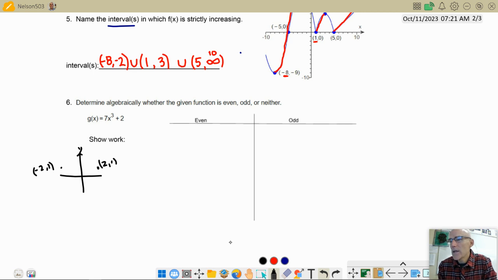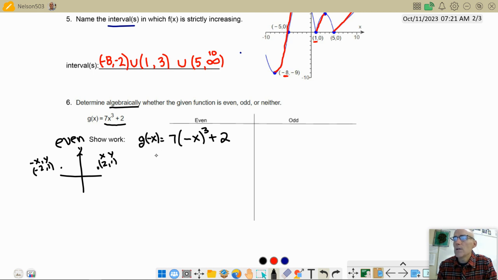That's technically not what it means to algebraically prove that it's even, odd, or neither. So here's what we really do. We'd say, if we have an x and a y, there's got to be a -x and the same y value. So that's how you test out even right there. This is the even situation right here. So what you do is you go 7 times -x cubed plus 2, and you see if it ends up being exactly the same thing as this. So what I'm really doing is I'm doing g of -x, and I'm seeing if it's equal to g of x. So right down here, if I end up with the same function, then yes, it's even.